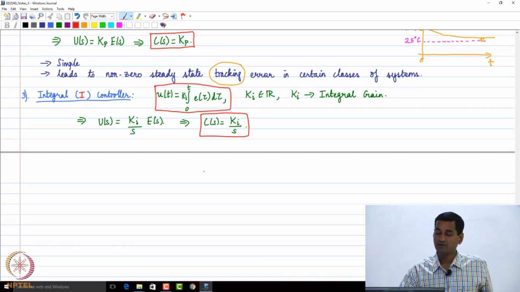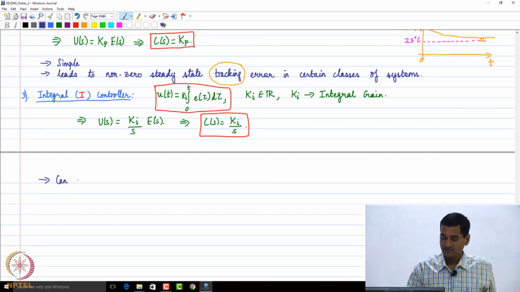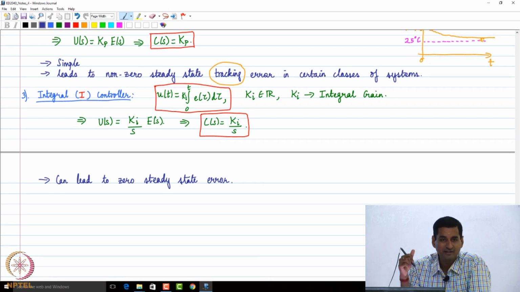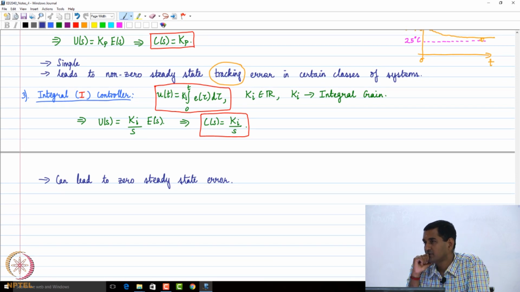Okay, now what are the pros and cons? It can, of course, at least in theory, lead to zero steady state errors. That's a big advantage of why we use integral control. We'll see how it does it, as I told you. So it can lead to zero steady state error. That's a big advantage of integral control.